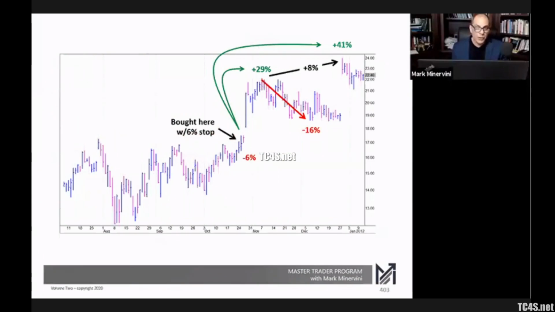In our example, you waited and you went through this pullback, you got yourself a gap and you took a 41% profit. Well, if you take a look at the math, the stock pulled back 16% and then you sold the stock when it was up 8% from where you already were. So you took a 16% risk for an additional 8% gain. Now, you didn't know that this was going to go up to 41%.